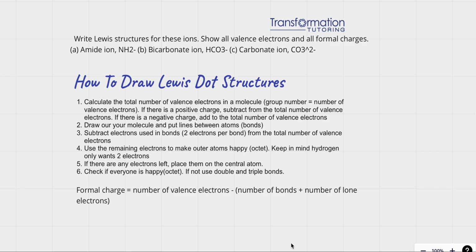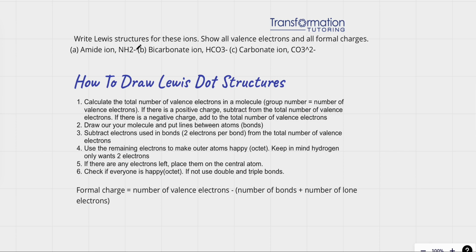Draw Lewis structures for these ions. Show all valence electrons and all formal charges. We have to do this for amide ion, bicarbonate ion, and carbonate ion. So what we're going to do here is go over my guide on how to draw Lewis dot structures, and specifically we will deal with ions, which are molecules that have a charge.